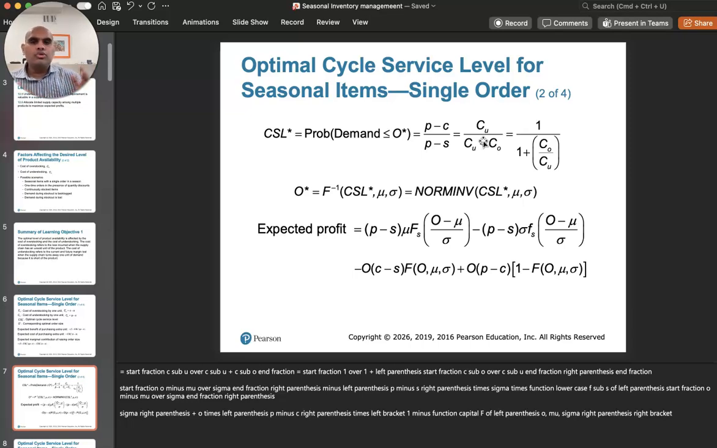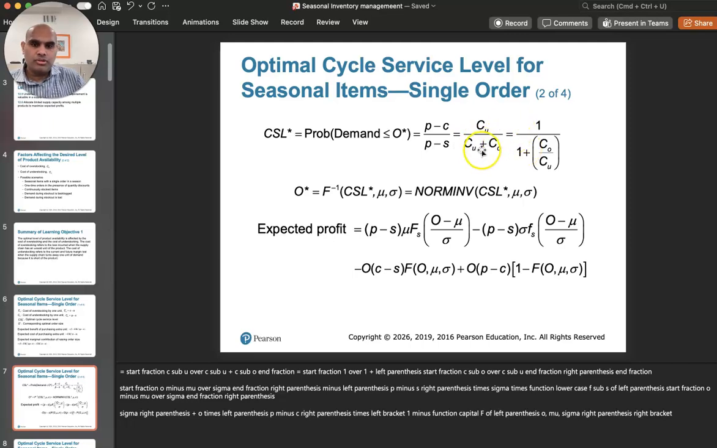Now, it's not always good to maintain a very high service level, because a very high service level means that you have a lot of items in inventory. If the cost of overstocking is very high, then it is not optimal for you to have a large number of items in inventory. But if the cost of overstocking is lower than the cost of understocking, then it makes sense for you to have more. That's basically the idea here.